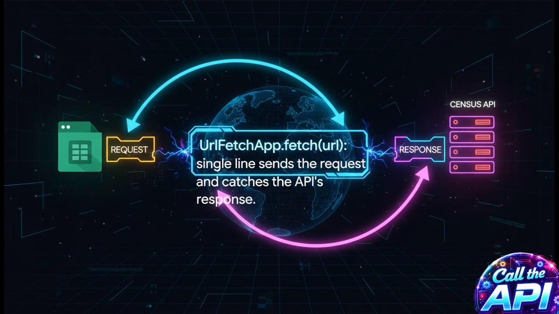And really, it all boils down to this one simple, powerful command, UrlFetchApp.fetch. Our script gives it the URL we built, and this one little function does all the heavy lifting. It sends the request, waits for the server to reply, and catches the answer. All of that happens in this one line.